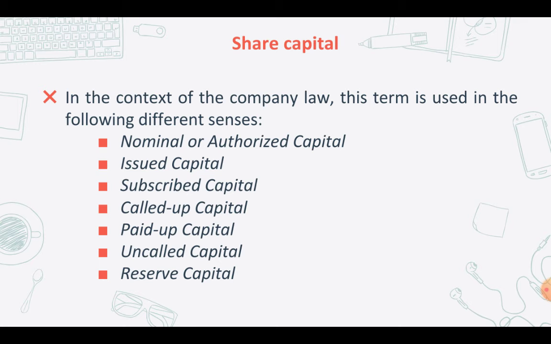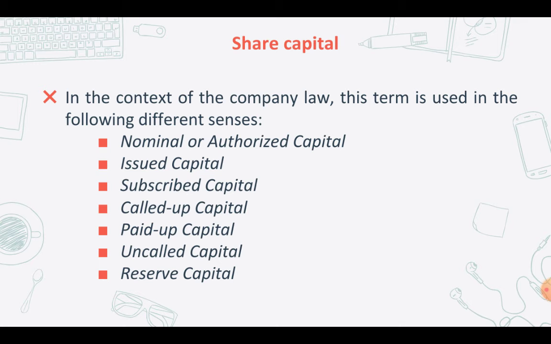It refers to the face value, which is the amount stated on the share certificate. Face value is the actual value of the share. So nominal or authorized capital means the face value of the shares which a company is authorized to issue as per its memorandum. Remember, every company will have a memorandum of association, articles of association, as well as a prospectus. The details pertaining to capital will be mentioned in the memorandum of association, and nominal capital is how much capital is allowed to be issued by the company.